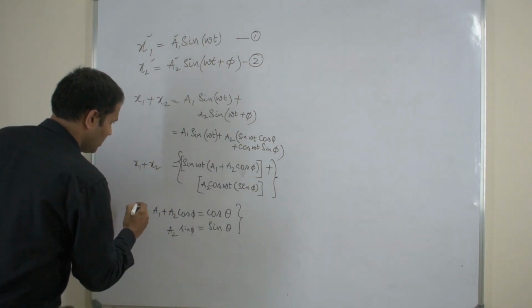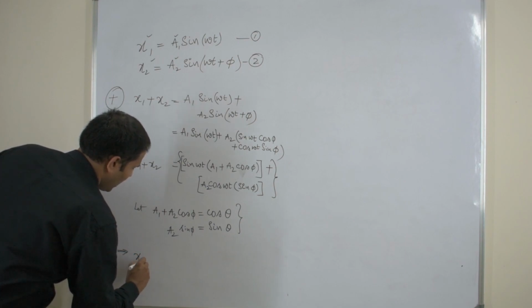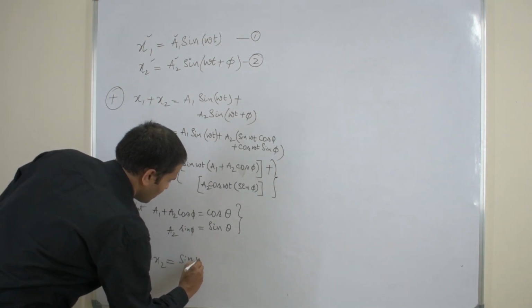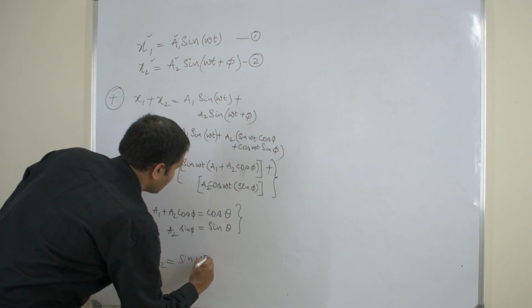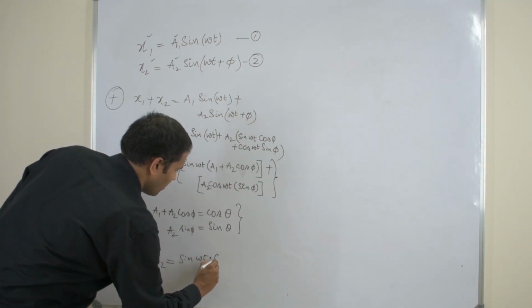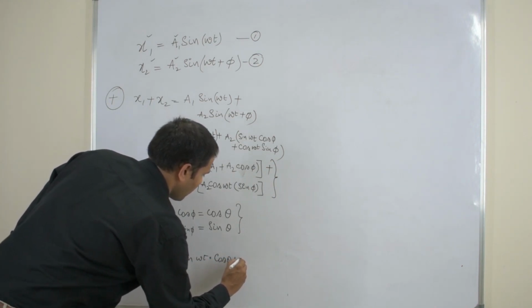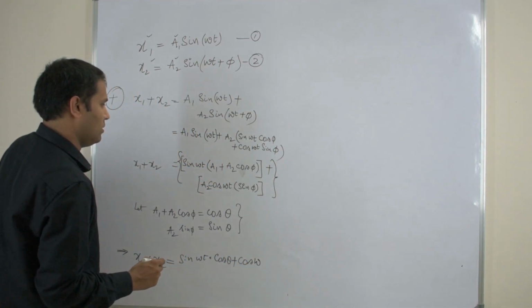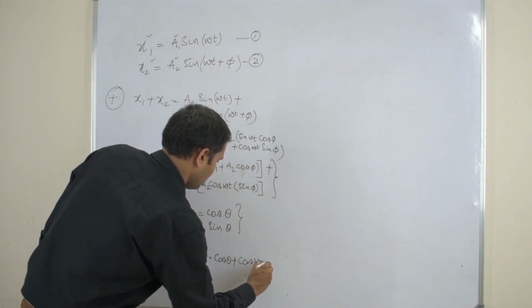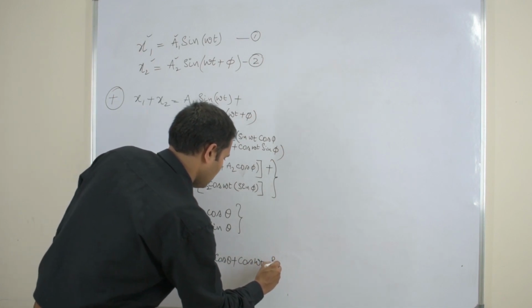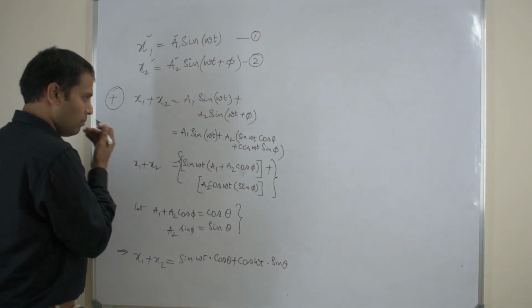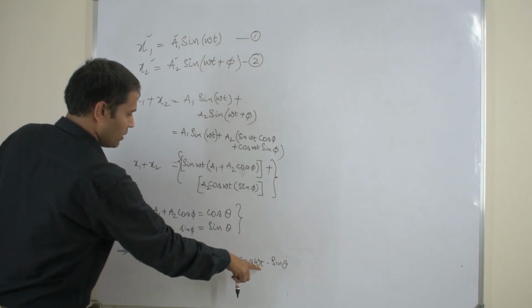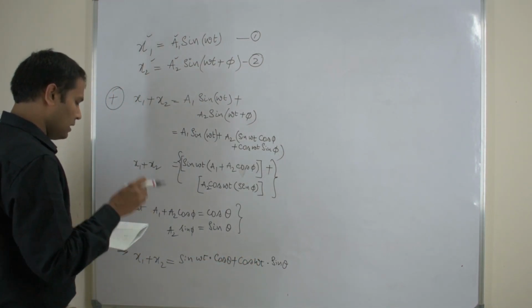Now substitute. Nothing to do. Substitute in this equation. So x1 plus x2 equals what? Sin omega t into cos theta plus cos omega t into sin theta. Simply see, I am replacing this with cos theta. I am replacing this with sin theta. Am I right?